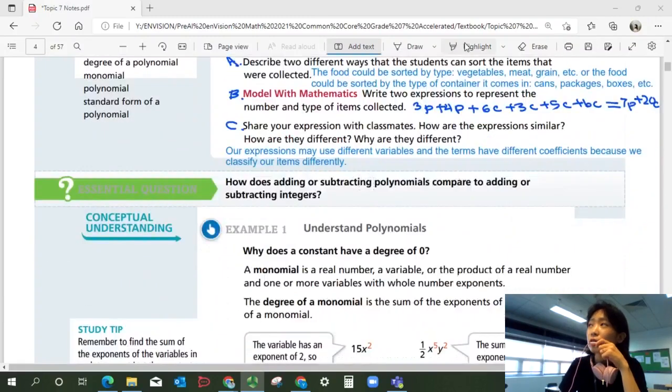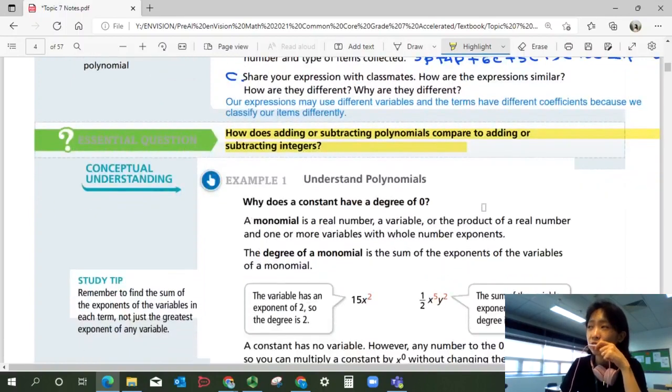All right. The lesson essential question is, how does adding or subtracting polynomials compare to adding or subtracting integers? We'll see and compare those two. Are the rules different or are the rules mostly the same? Let's start with example 1. Let's understand polynomials. What is a polynomial? Why does a constant have a degree of 0? So here is one vocab.